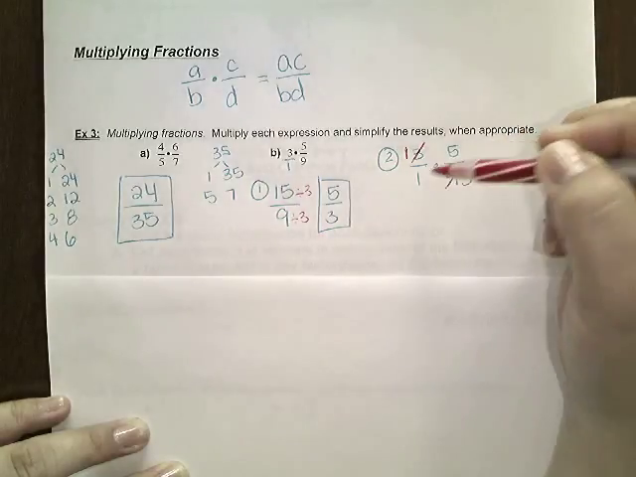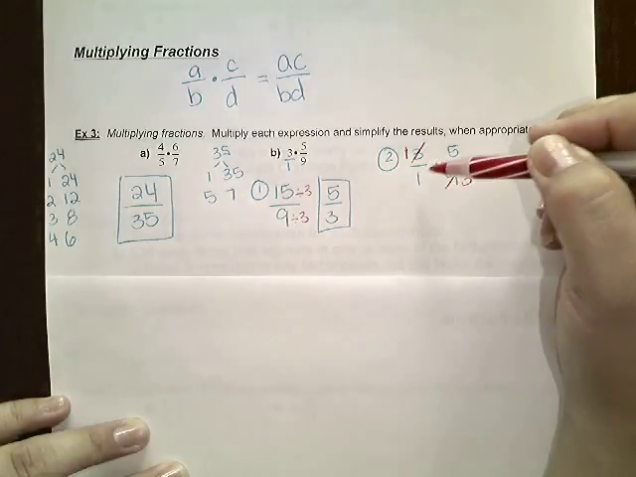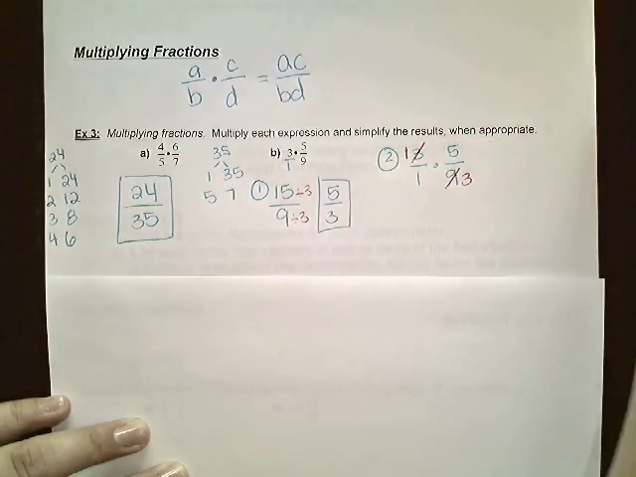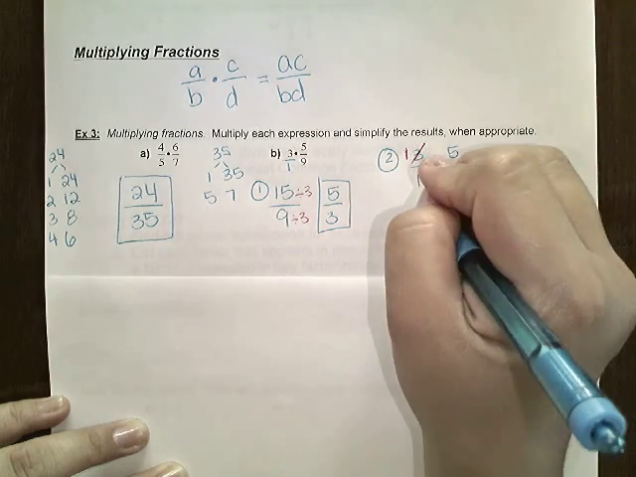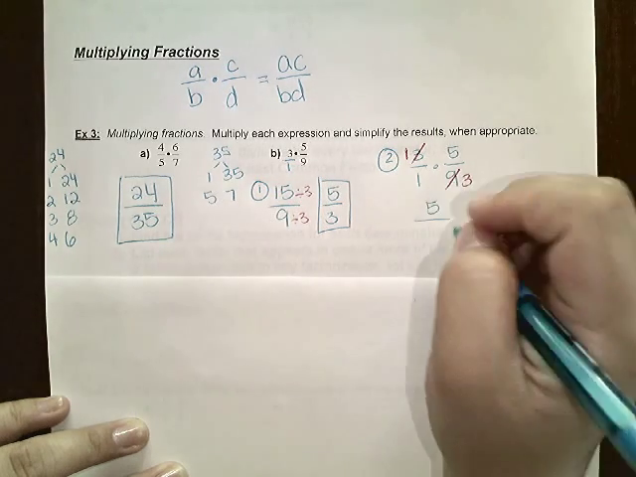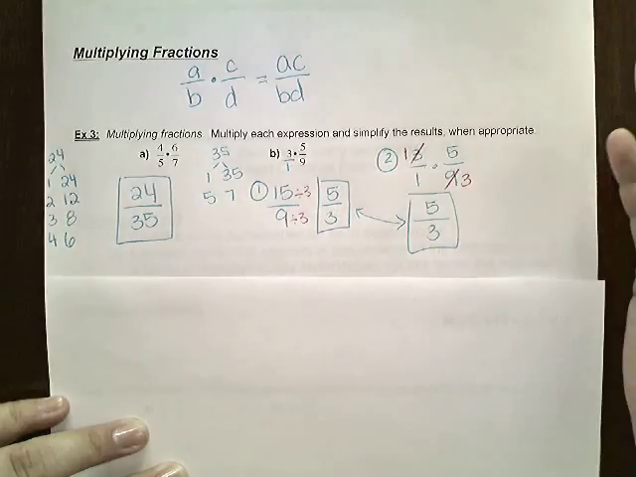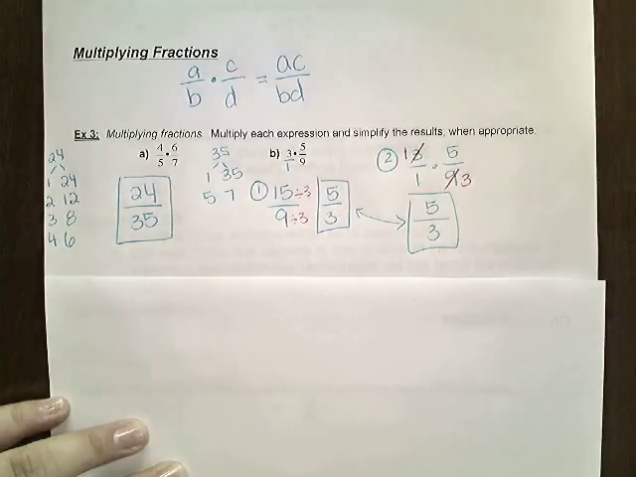Then we look at 5 over 1. Is that completely simplified? Yes, it is. So now we can just multiply straight across. 1 times 5 gives us our 5, and 1 times 3 gives us our 3. Same exact answer, sort of different ways of doing it.